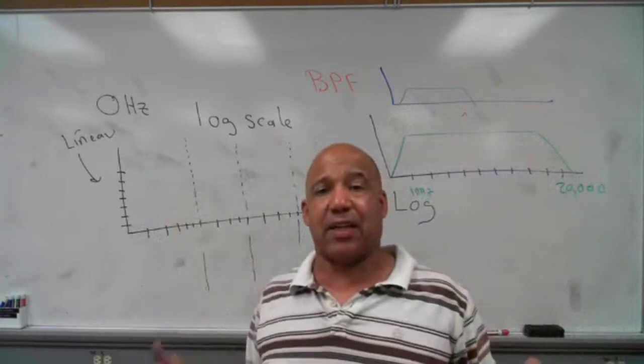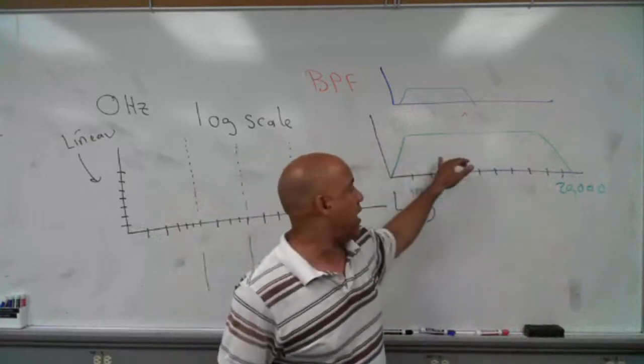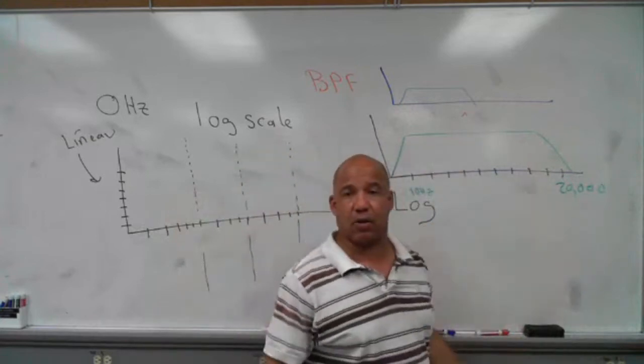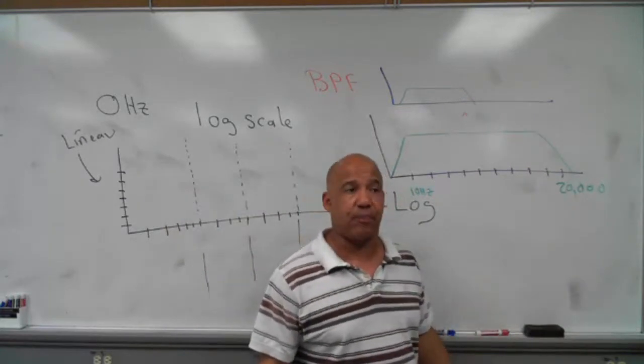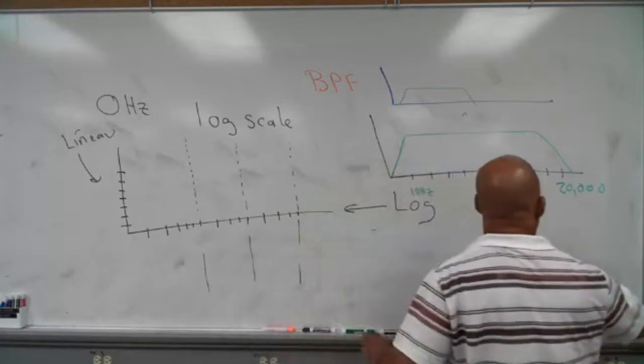And the only reason I can do that is because there's not anything changing as I go from 10 hertz up to 20,000 hertz or whatever the bandwidth is. And so we use a logarithmic scale when we do frequency response curves.